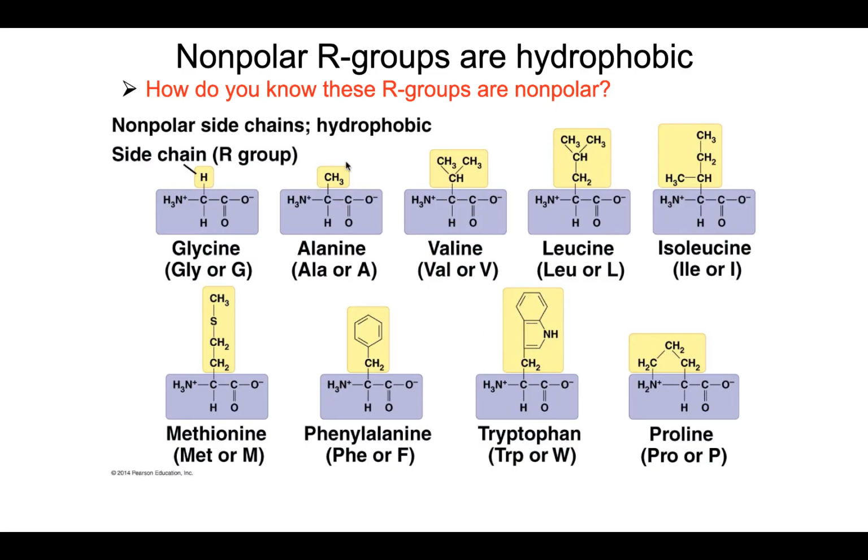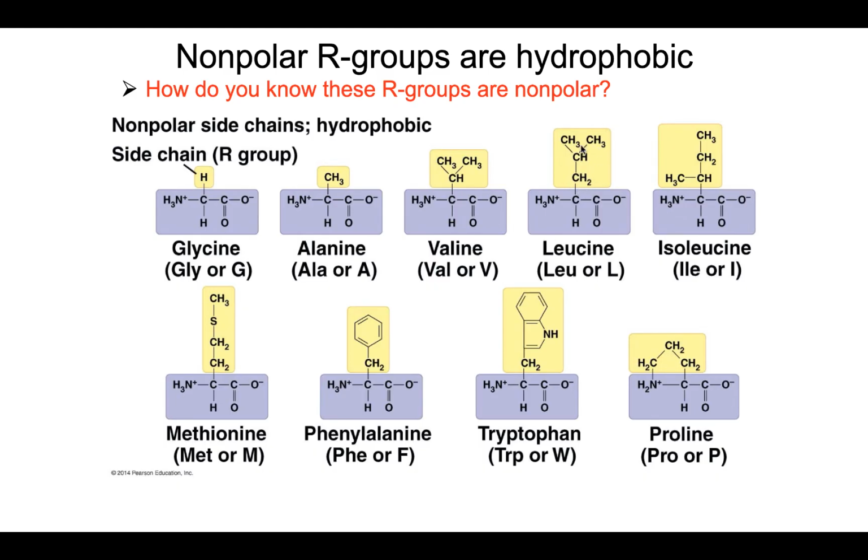And I've got a question here. If we were to take a look at this, and I didn't explain anything to you, how do you know that these R groups are nonpolar? In each one of these examples, the R group is in yellow, right? Because this is the alpha carboxyl group, that is the alpha amino group, and that is the alpha carbon, which means that must be the R group.